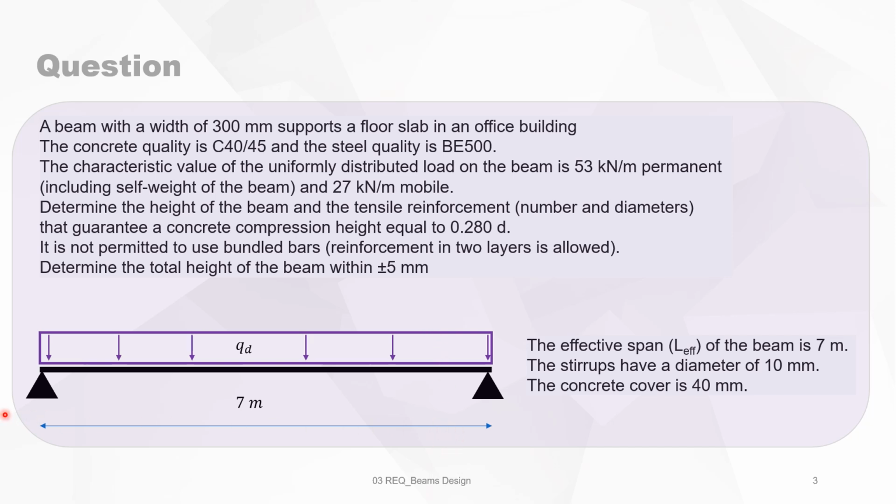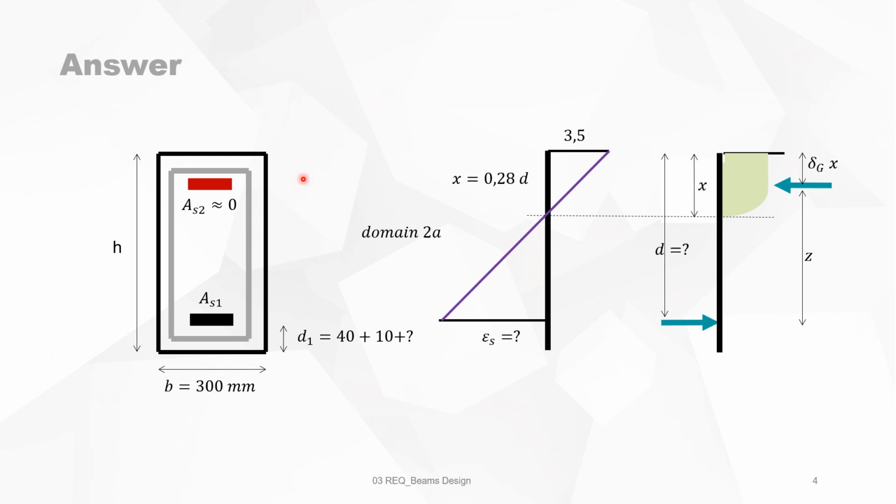The effective span is 7 meters, the stirrups have a diameter of 10 millimeters, and the concrete cover is 40 millimeters. So this is the cross section. We know the width is 300 millimeters. We don't know the total height. It is simple bending, so we neglect the contribution of the compression reinforcement and the tension reinforcement. The point of gravity is d1, which is the concrete cover of 40 plus the stirrup diameter plus the point of gravity of the tension reinforcement that we still don't know.